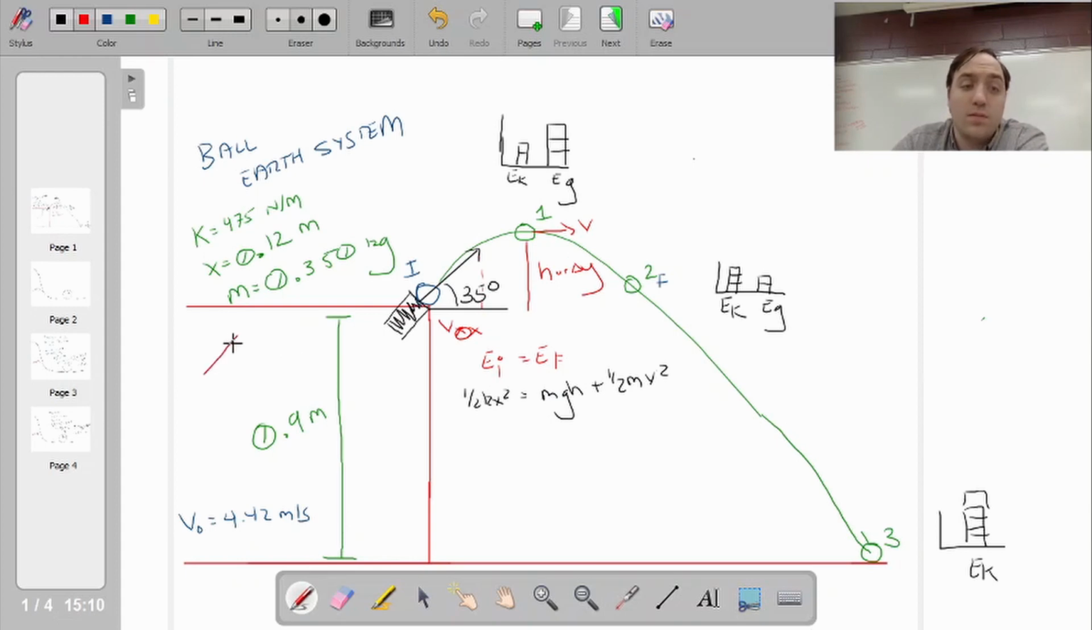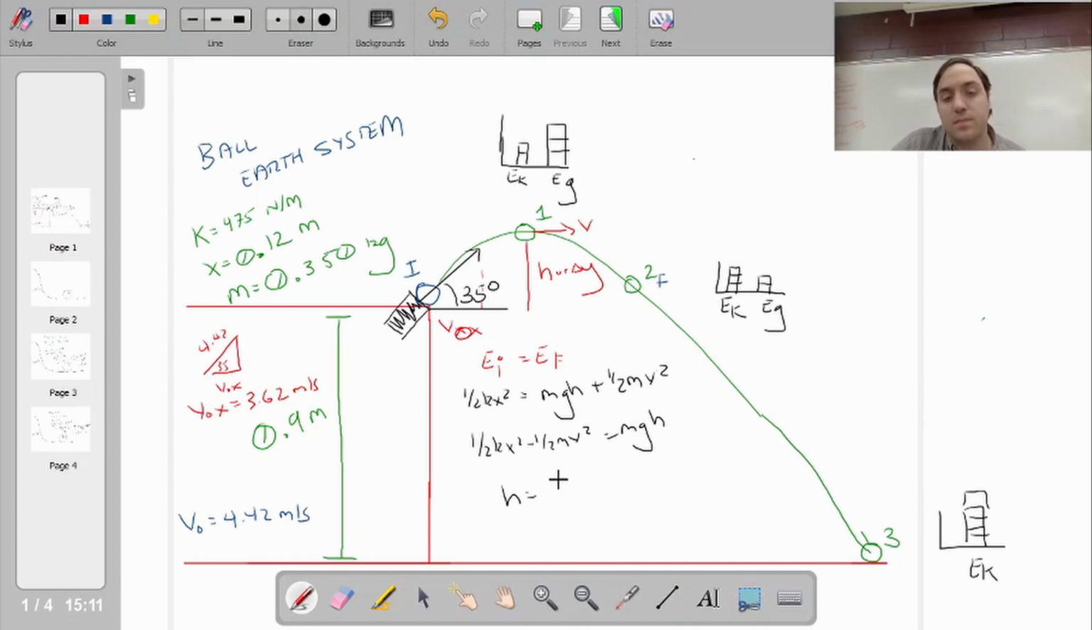It's a right triangle with a 35-degree angle, so I can find my v initial x that way using cosine. And get a value of 3.62 meters per second. From there, all I need to do is solve for h, and that'll tell me how high up it goes. It's a straightforward process at this point. Move the 1/2 mv squared to the other side, divide by mg, and plug in my numbers.